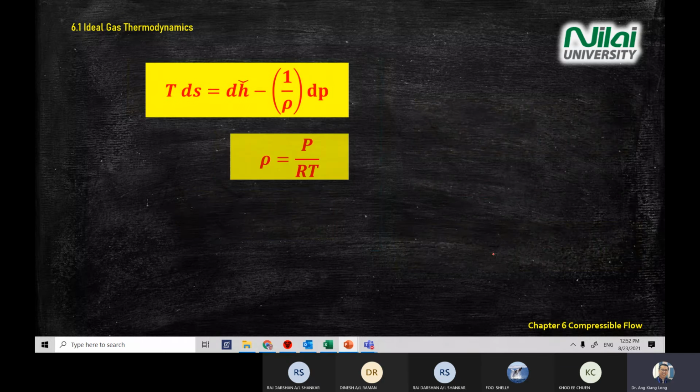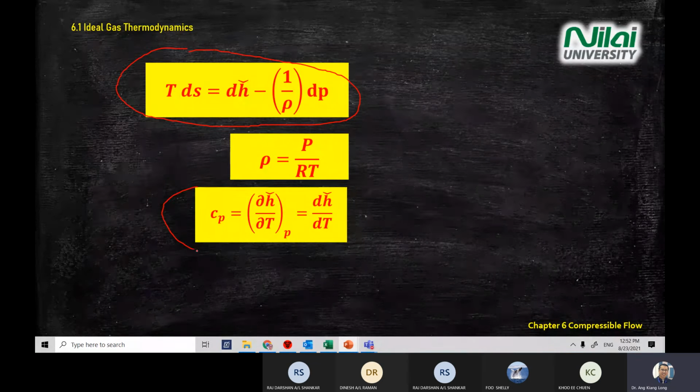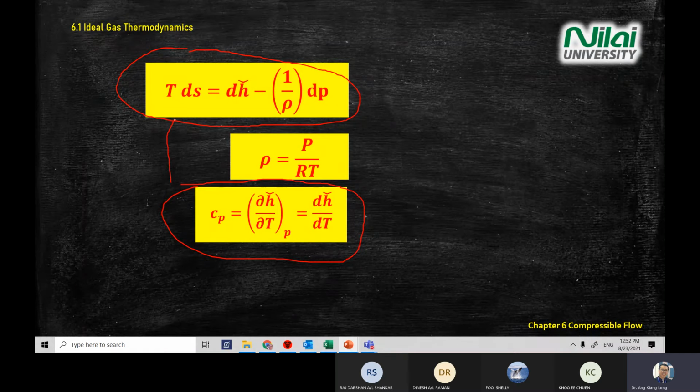I'll show you another one. You use the same equation and apply the Cp definition in here.